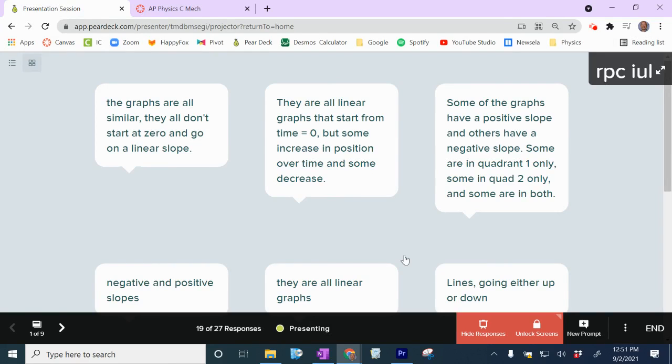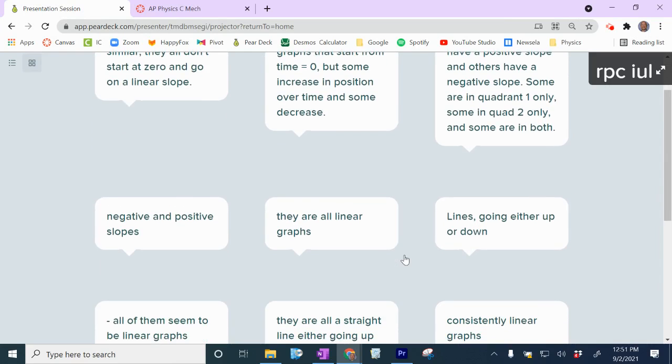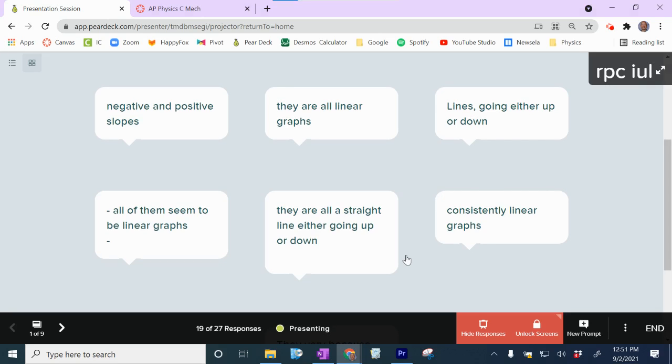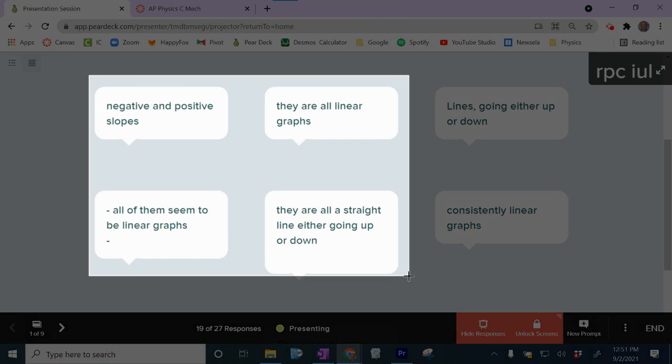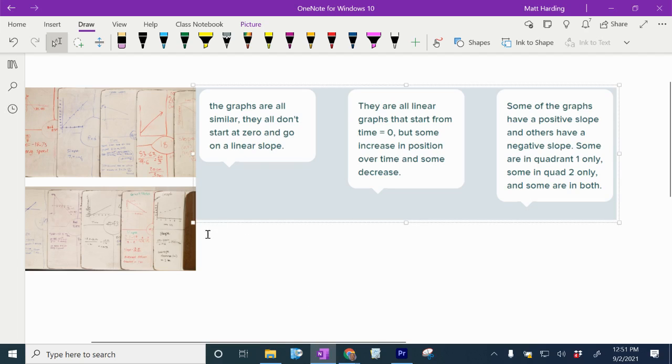Some of the graphs have a positive slope, others have a negative slope. Some are in quadrant 1 only, some in quadrant 2 only, and some are in both. Okay, and then things like negative and positive slopes. They're all linear graphs, lines going up or down, consistently linear graphs.